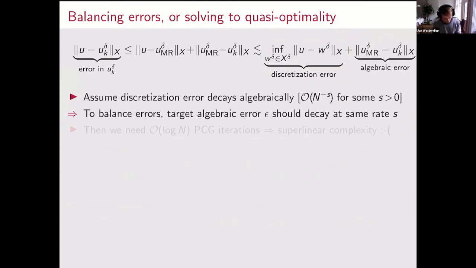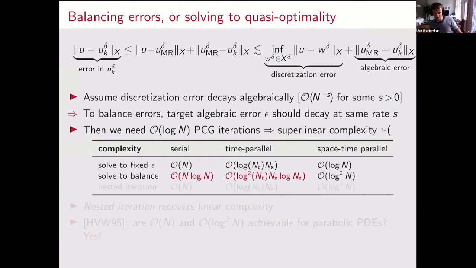So if we assume that the first one decays algebraically, like this, then this one should decay at the same rate. Because we are doing preconditioned CG with an optimal preconditioner, we need a logarithmic number of iterations of PCG. Unfortunately, this results in a superlinear complexity. As we can see here, if we solve to quasi-optimality with our idealized parallel computer, then we have this order n log n complexity, which is not good enough.